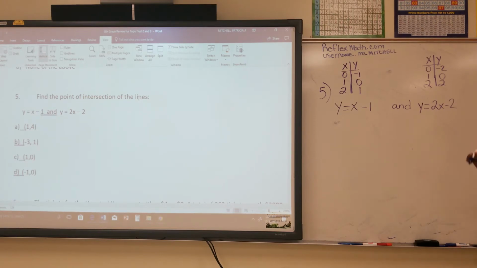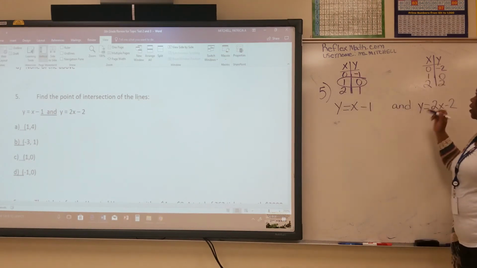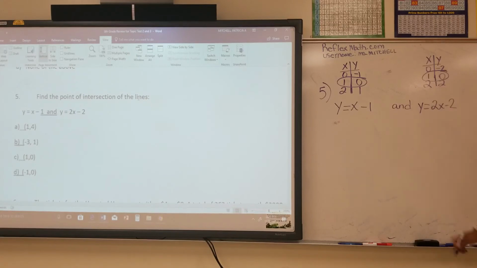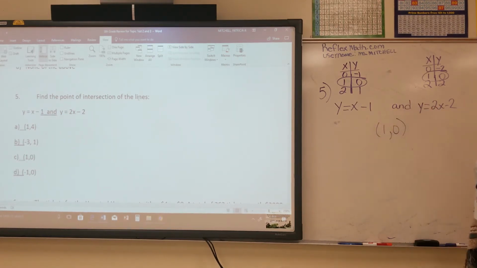And a good tip to know is that if you look at this, we have this coordinate here and we have the same coordinate. So that's going to let you know that's exactly when they cross, at coordinates (1, 0), okay?